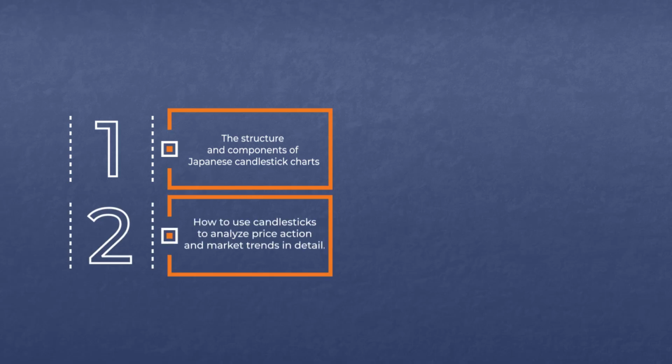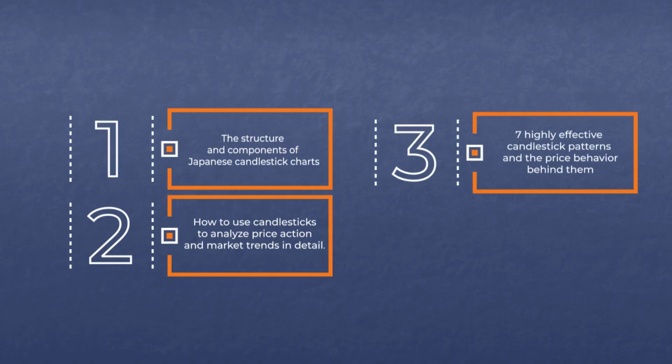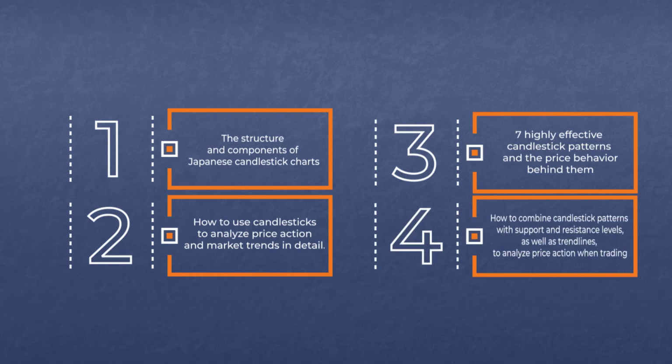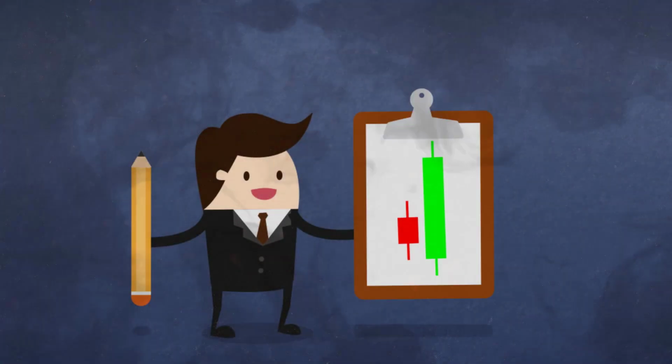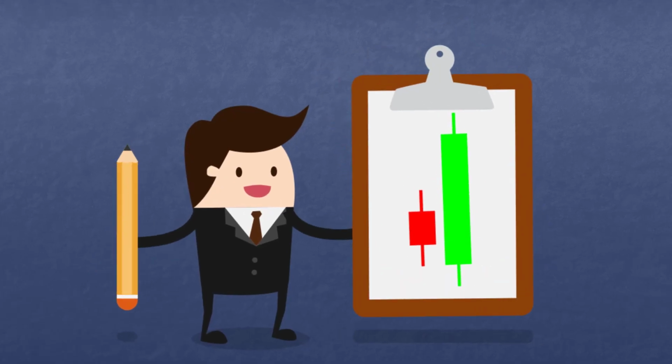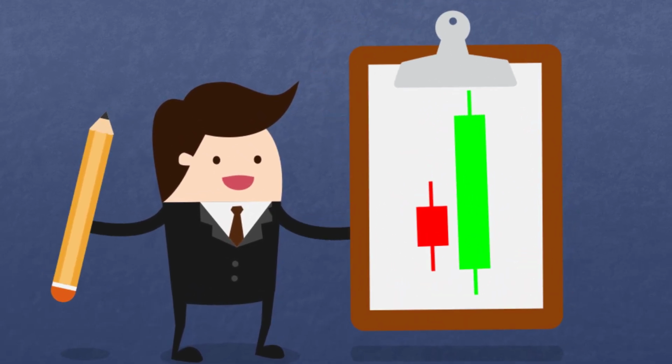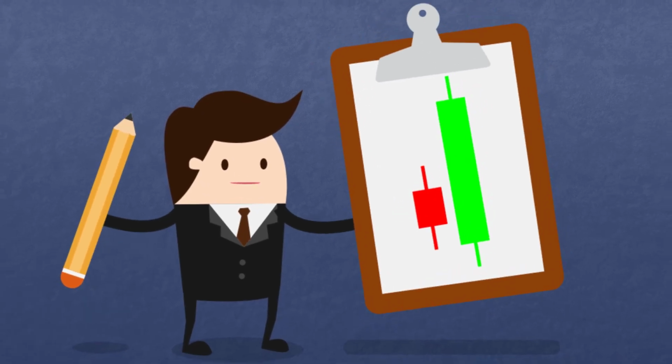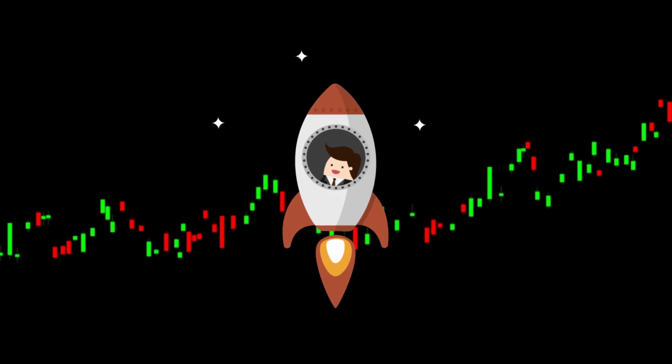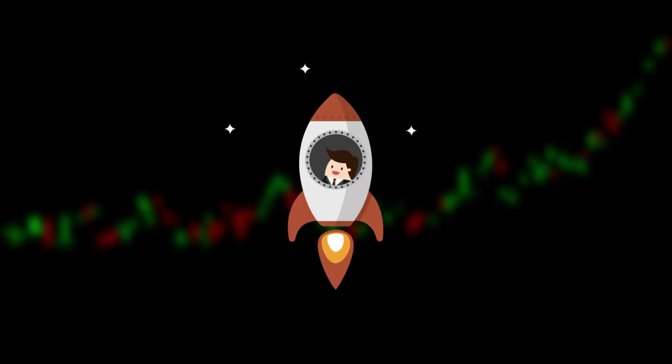how to use candlesticks to analyze price action and market trends in detail, 7 highly effective candlestick patterns and the price behavior behind them, how to combine candlestick patterns with support and resistance levels, as well as trend lines to analyze price action when trading. If you're a beginner or looking to improve your technical analysis skills, this is a great opportunity to learn about a powerful tool in your trading arsenal. Let's dive into the world of Japanese candlestick charts and strengthen your trading strategy. We'll get started right after this introduction.